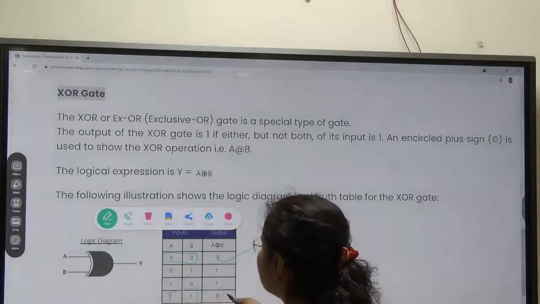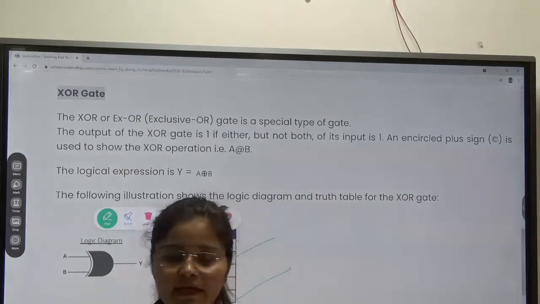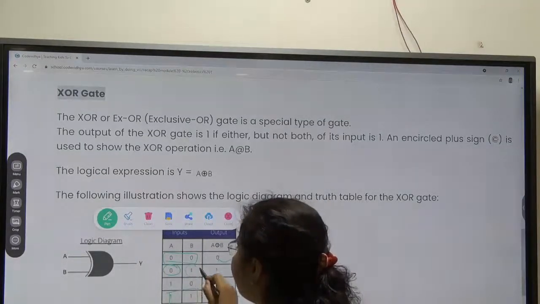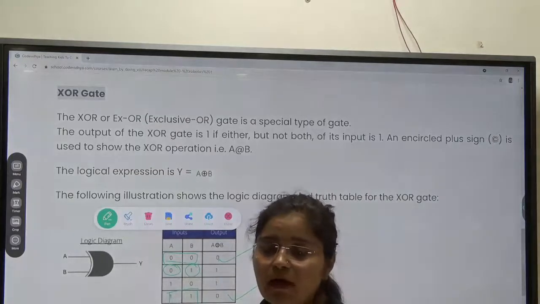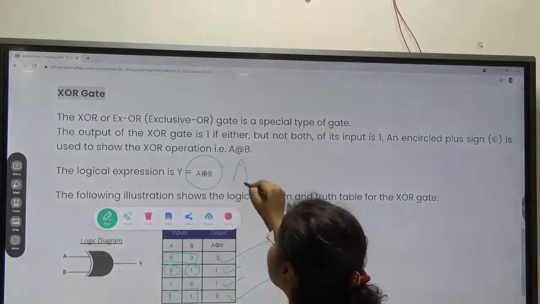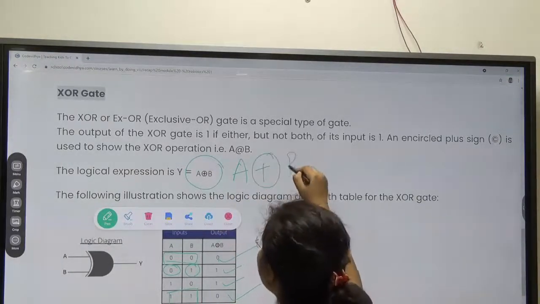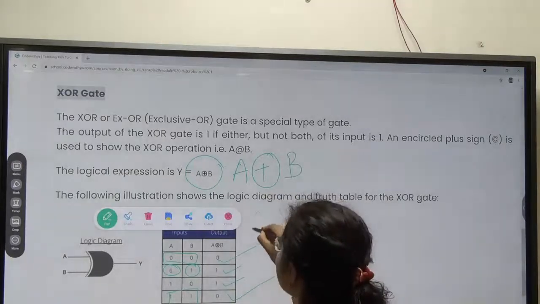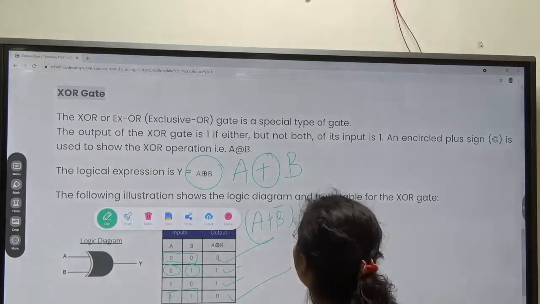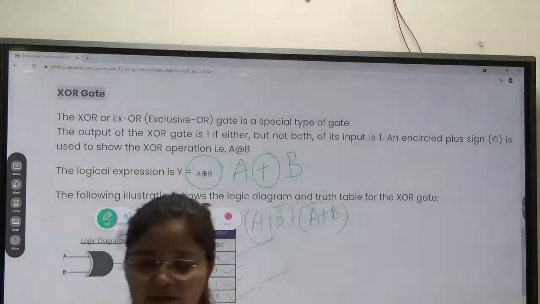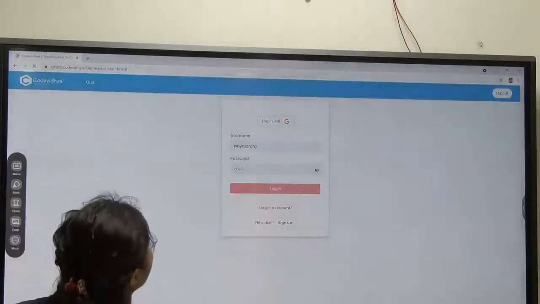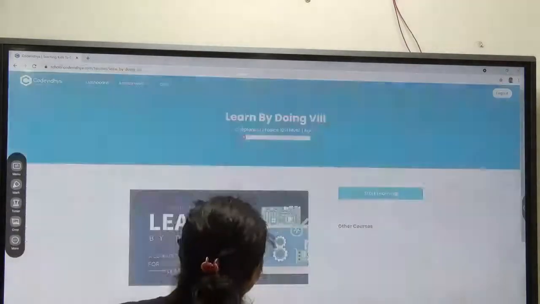See, for AB 0 the output is 0, for AB 1 the output is 0. Means if both inputs are the same, either 1 or 0, the output is always 0. But if both are different, means A low and B high or B low and A high, then the output will be 1. And this is the logical operation we are having. Expression: A ⊕ B. This means A plus B bar dot A bar plus B, means inverting A once and inverting B once. Okay, so this is the logical expression for the XOR gate.